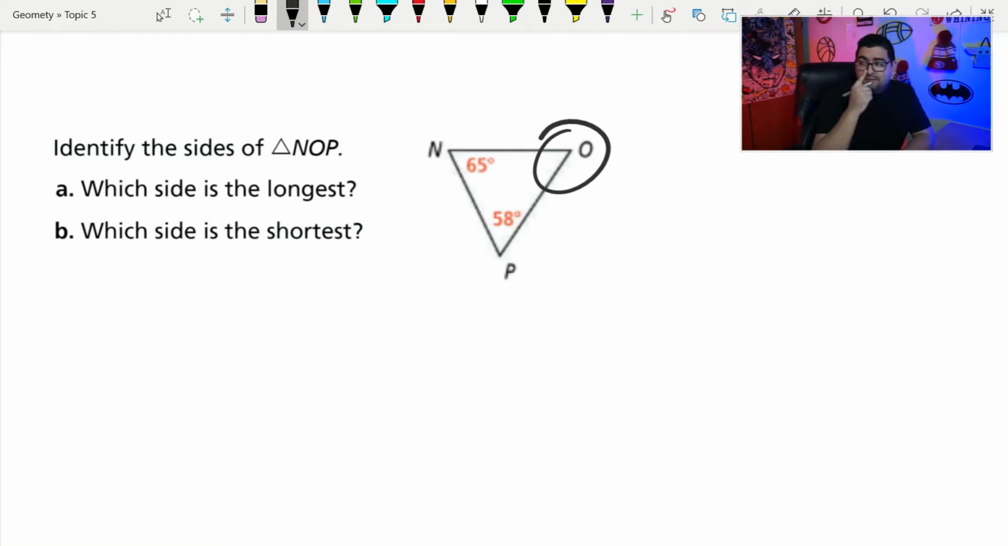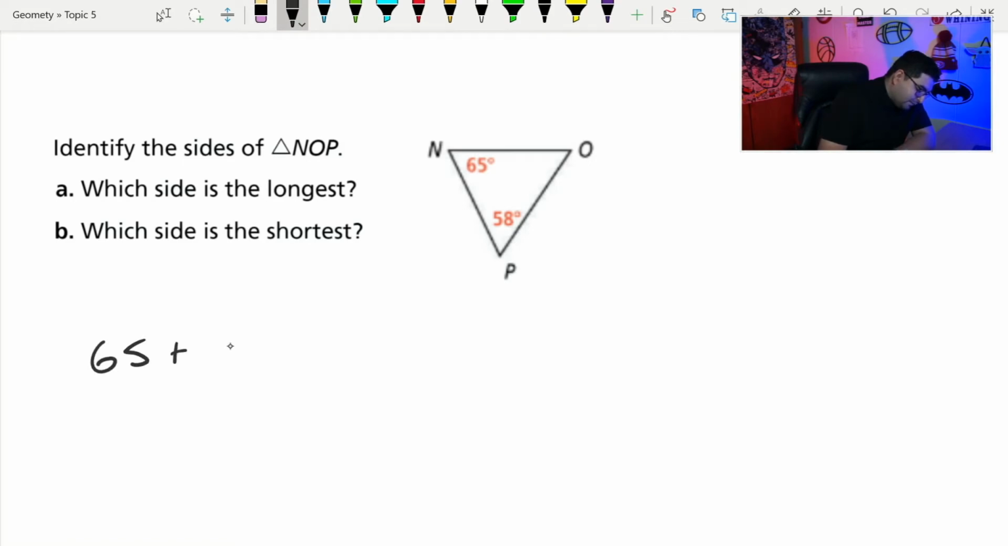Since I have two of them, I'm able to do this. Let's call this angle X for now, or we know it's angle O. We'll just name it angle O. I know that if I add these together, 65 plus 58 plus angle O, I should get 180 degrees, because all the angles inside a triangle need to add up to 180 degrees.